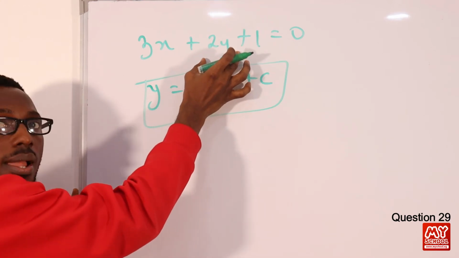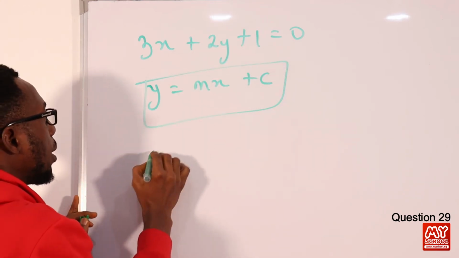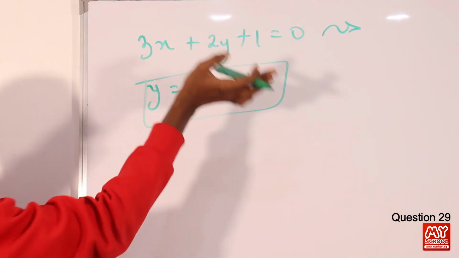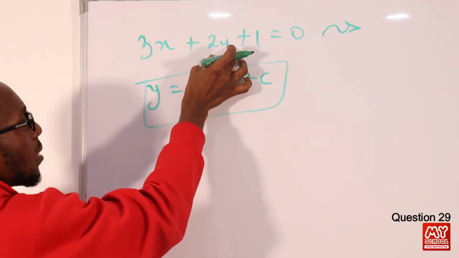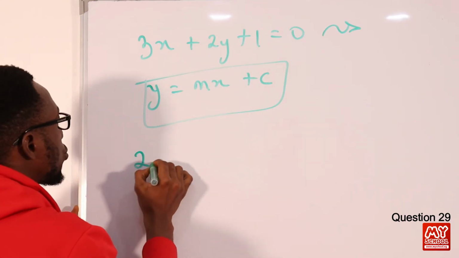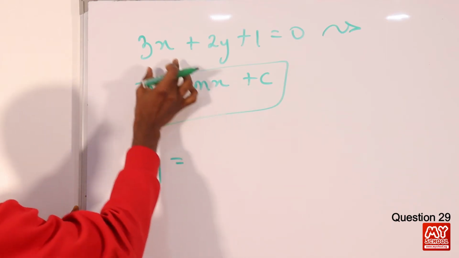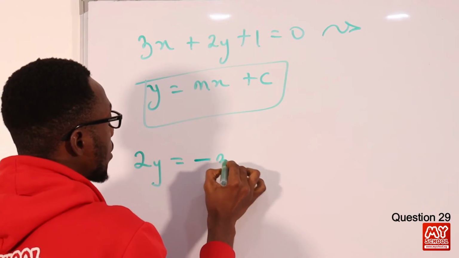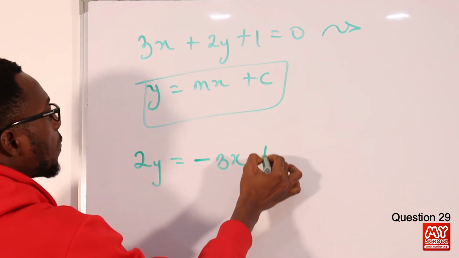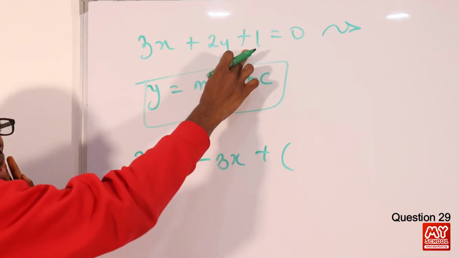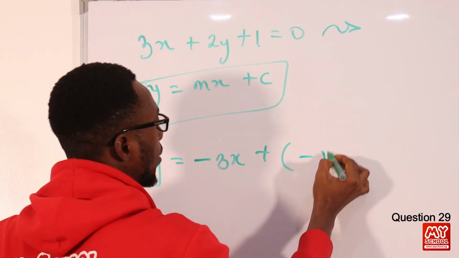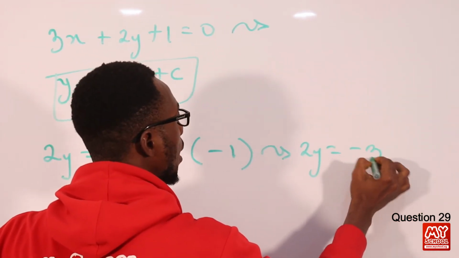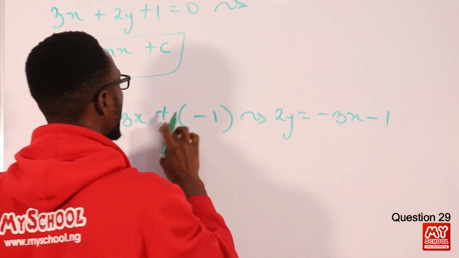So where do I have my y? So let's say the y is not moving, it's static. So I should have something like this, 2y equals mx, which is 3x. So if the 3 goes outside, it becomes minus. Then I have plus 1, if it goes outside, then I have minus. So this means that this is 2y equals minus 3x minus 1.